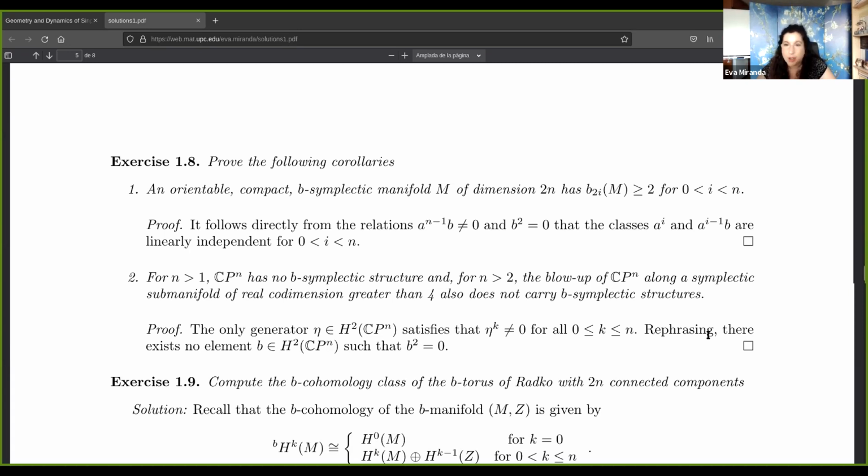That's perfect. So this not only replies to your question, to the person who asked. Not only that. I mean, not only do we have a proof that CP2 does not admit a bisymplectic structure, but for all n bigger than 1. So this is fantastic, because of this reason.